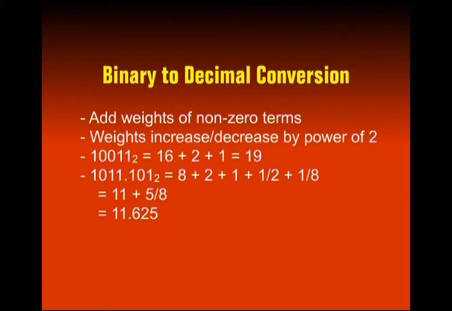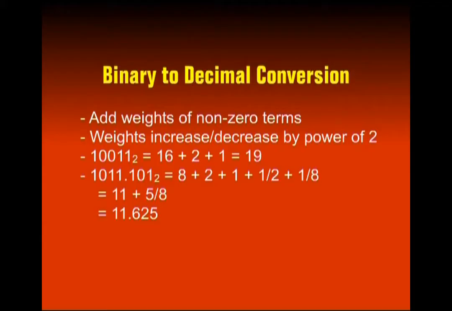Let's consider a second example. The binary number which is to be converted into decimal is 1011.101. So it has an integer part and a fraction part. Let's first consider the weights of the integer part. The integer part has 4 bits. The most significant bit is 1, and the 2 least significant bits are 1. So the weights are 8, and the weights of the 2 least significant bits are 2 and 1.